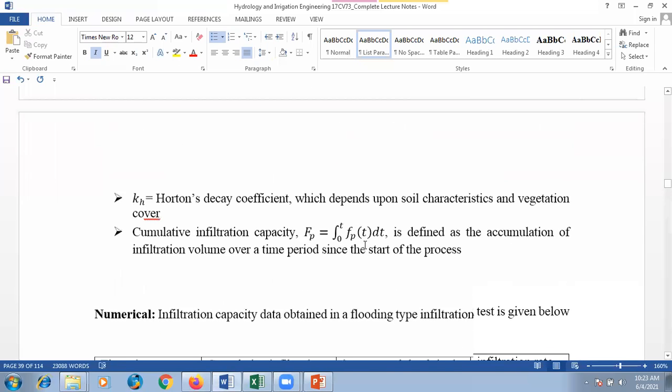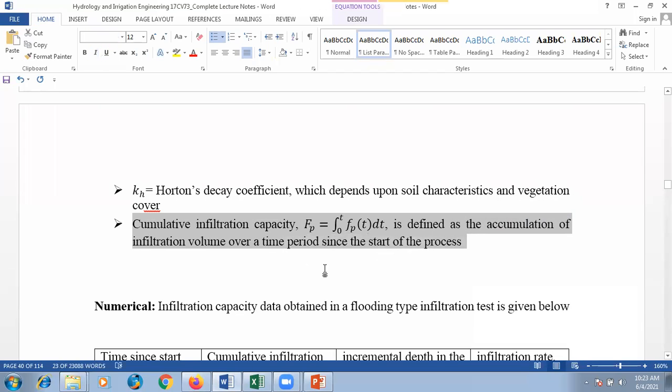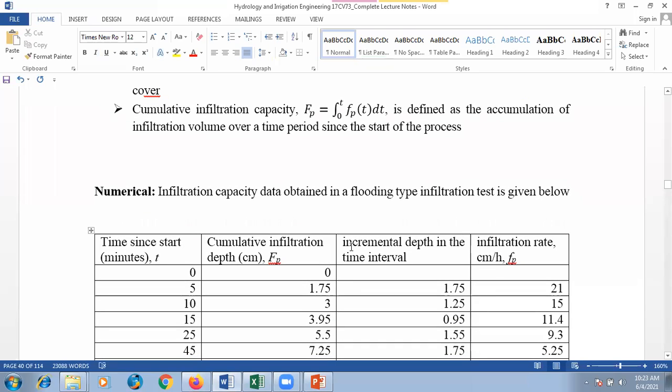Moving on, I have said this already. Then cumulative infiltration capacity is nothing but the integration of this. We will come to that over a period of time. We add all of that. Integration is nothing but successive addition. We will come to that. Now let us look into a simple example which illustrates a few basic things for us. Later we will look into other parts of this, how to use Horton's equation for our purpose.